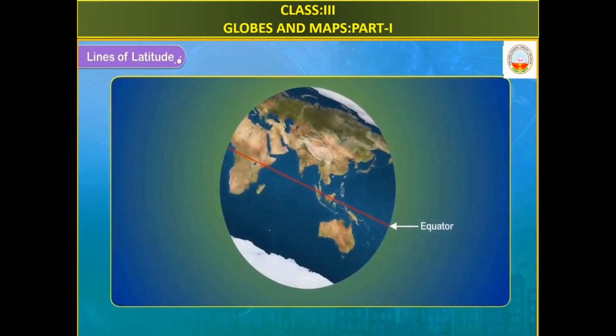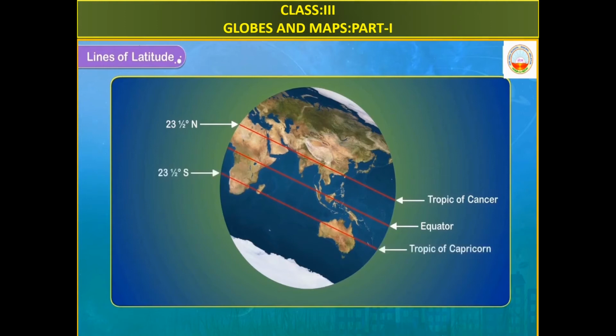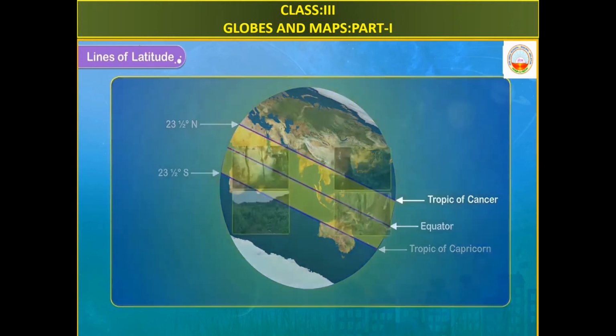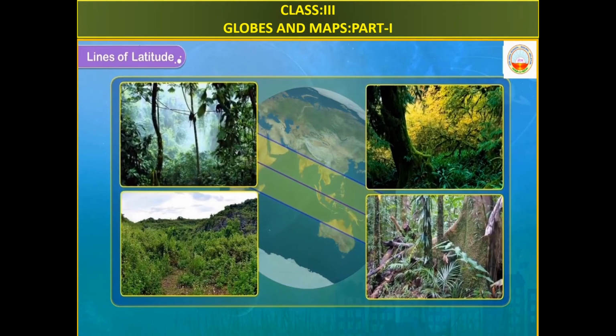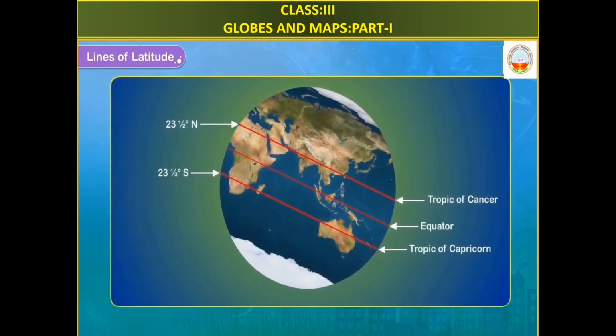The line of latitude at 23 and a half degrees north is called the Tropic of Cancer, while that at 23 and a half degrees south is called the Tropic of Capricorn. These lines have great significance on climatic and vegetative distribution on the earth. The line of latitude at 66 and a half degrees south is called the Antarctic Circle, while that at 66 and a half degrees north is called the Arctic Circle.